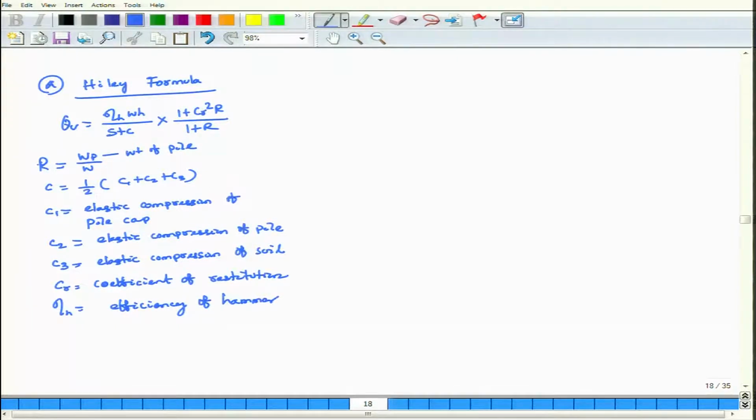So, in this case, what is the limitation? When the pile rests on rock, this formula isn't valid. So how are we going to get the C1, C2 values?